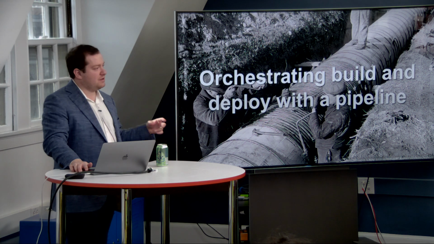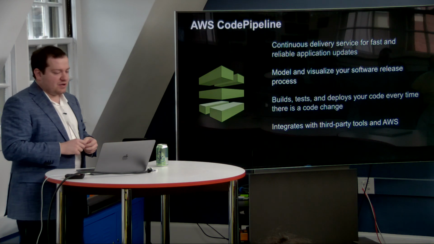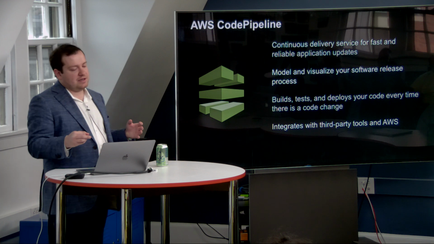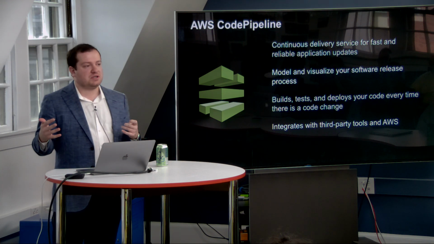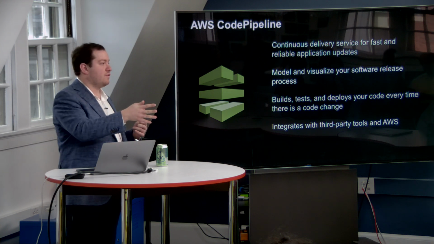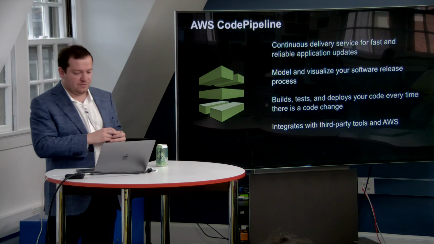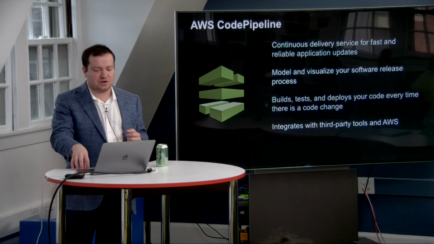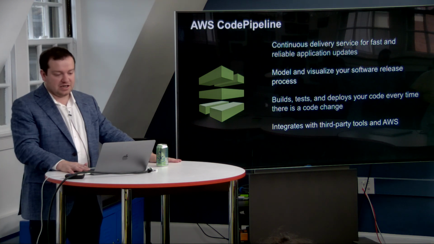So now let's talk about building a CI/CD pipeline. So we have this service called Code Pipeline. So Code Pipeline is a continuous delivery service. It allows you to model and visualize your software release process. It is a version of that pipeline service that I talked about earlier. And it handles the builds, the tests, the deployment of your code every time there's a code change. And also integrates with a lot of third-party tools and AWS services.